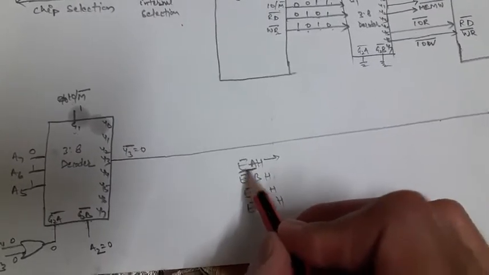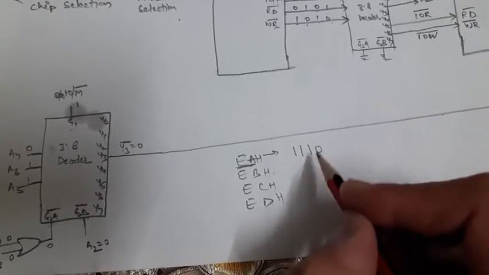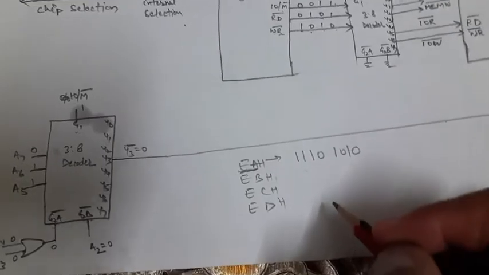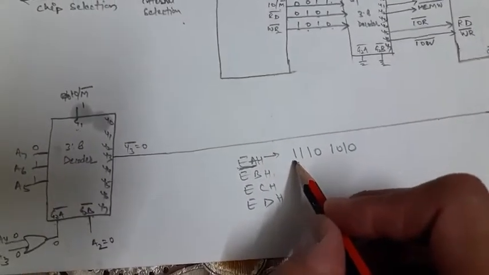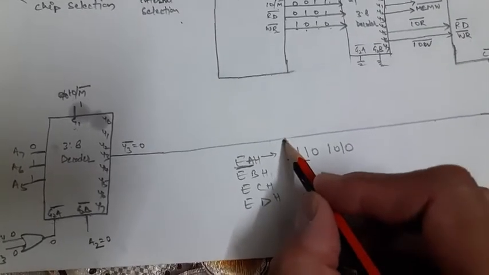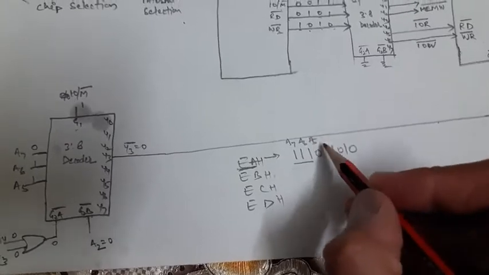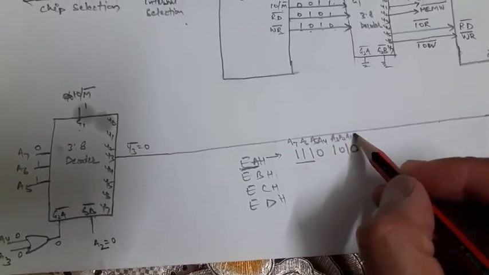Now if EA is expanded, then it becomes 1 1 1 0 1 0 1 0, since E is 14 and A is 10. Now what are the values of A7, A6 and A5? I write here A7, A6, A5 and A4, then A3, A2, A1 and A0.